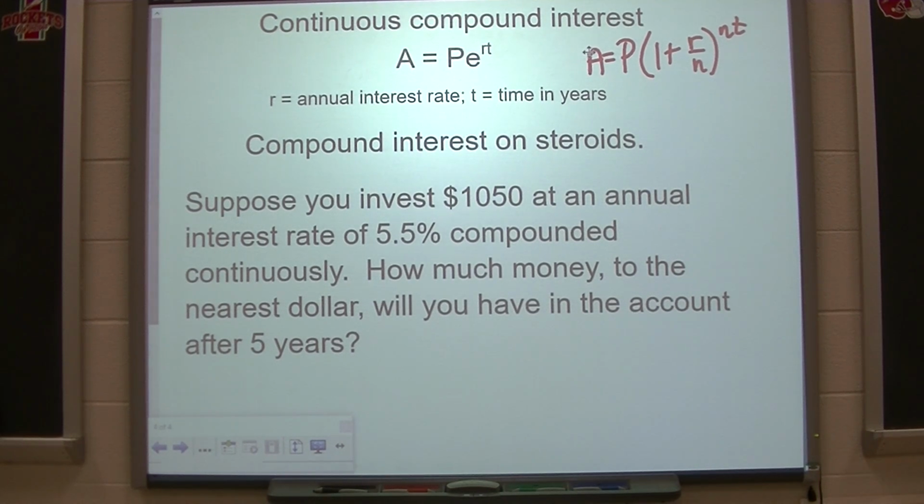Also, I learned it as PERT. It's an easy way to remember it. R is the annual interest rate. T is the time in years. Now, what is continuous compound interest? It is essentially compound interest on steroids.